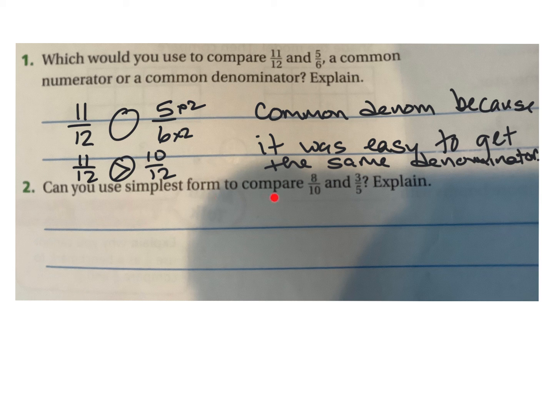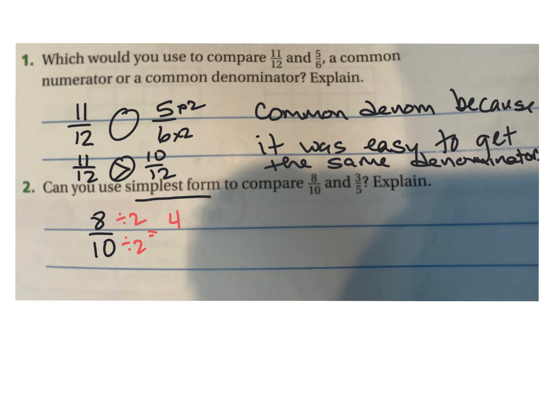Can you use simplest form to compare 8/10 to 3/5? Remember, simplest form is reducing the fraction down to its lowest piece. Oh, let's try that. Okay, 8/10. Let's use our skill from a couple lessons ago where we reduce fractions. You're dividing the denominator and numerator by the same number, a number that divides evenly into both. And since both of these are even numbers, I can divide them by 2. So I will divide both the denominator and the numerator by 2 and see what I get.